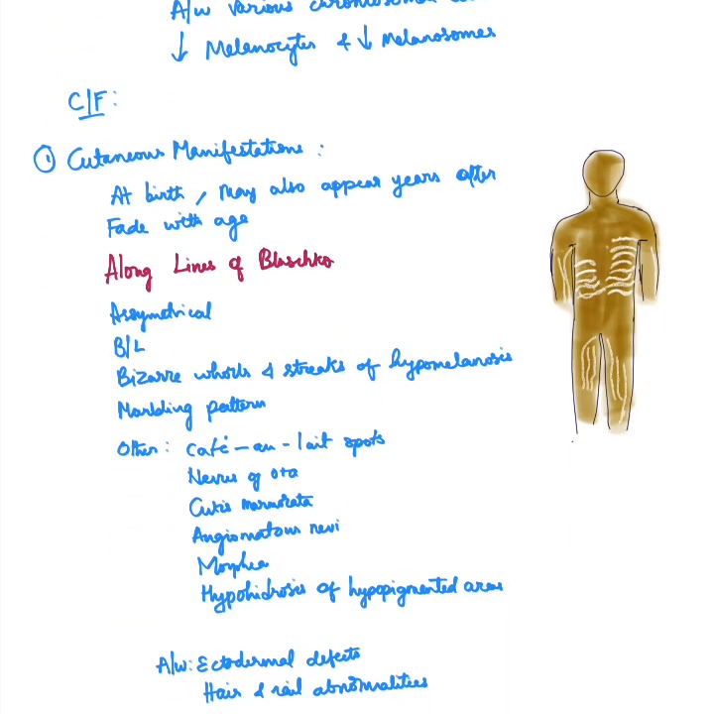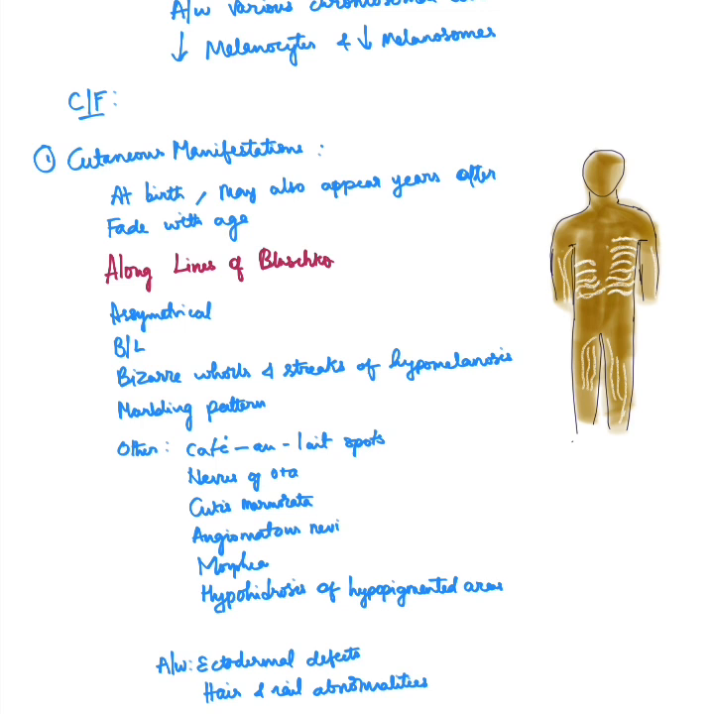Coming to clinical features, we've got cutaneous manifestations, neurological manifestations, ocular manifestations, and musculoskeletal defects. So in cutaneous manifestations, we see them at birth and may also appear many years after birth, and they usually fade with age. The characteristic feature is that these hypomelanotic lesions appear along the lines of Blaschko, and they are asymmetrical, but they involve both sides. They appear as bizarre whorls and streaks of hypomelanosis and give a marble-like appearance.